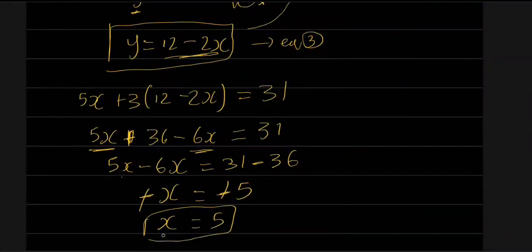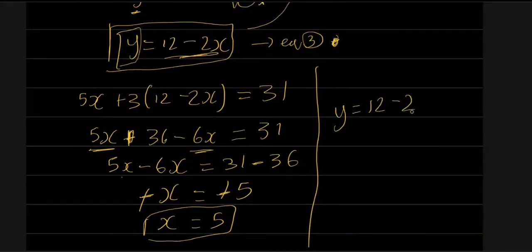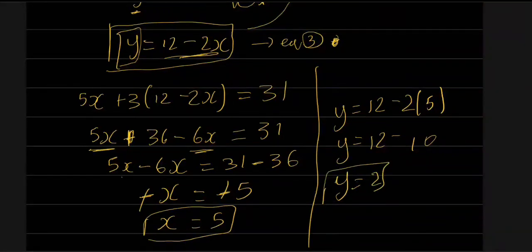And then we just take this x value of 5 and we plug it in equation 3 to get the y value. So equation 3 says y is equal to 12 minus 2, and instead of x we put 5. So y will have a value of 12 minus 2 fives, 10. So y will have a value of 12 minus 10 will give you 2. So hence x is equal to 5 and y is equal to 2. And that is the method of substitution.